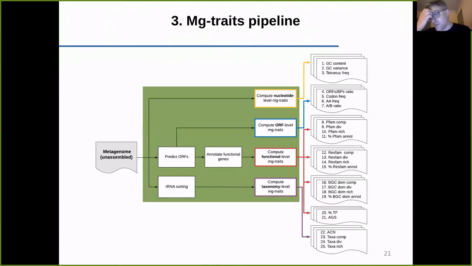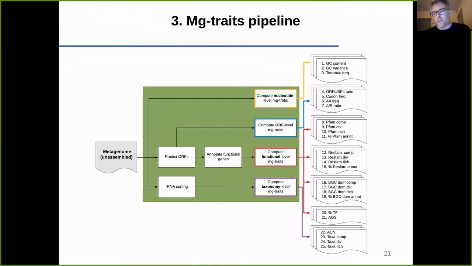This is how the pipeline looks. There's too much to go through the details, but what I want to stress is that the input is unassembled metagenomic data. We avoid a metagenomic assembly, which is one of the most computationally intensive tasks in metagenomic analysis. And then the pipeline follows different paths to compute different metagenomic traits. And currently we have 25 metagenomic traits, and all these provide different information about the ecology of microbes.